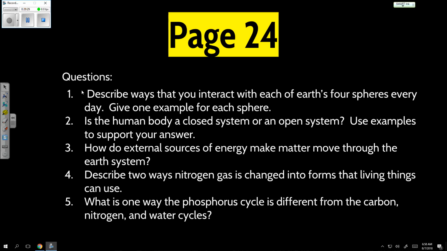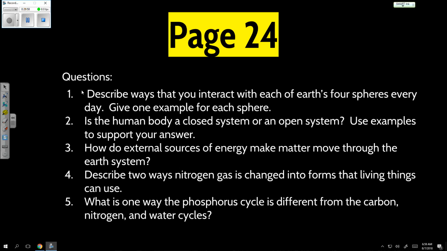Question 2. Answers found on pages 17 and 18. Is the human body a closed system or open system? Use examples to support your answer. It is an open system because both energy and matter are exchanged with the environment. The matter portion would be food, drinks, things like that as an example.